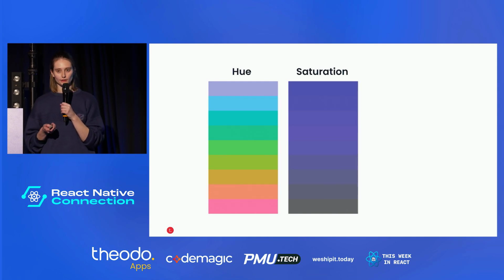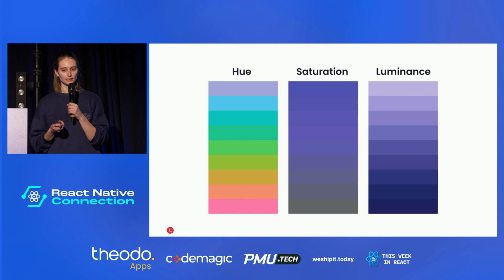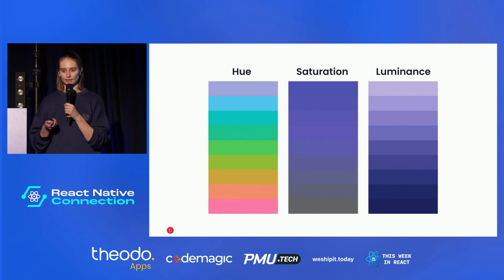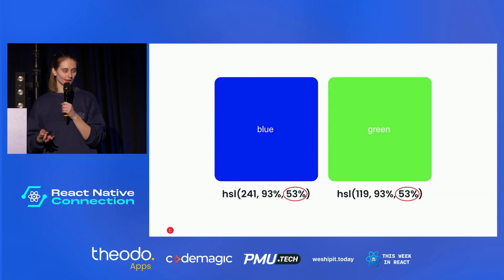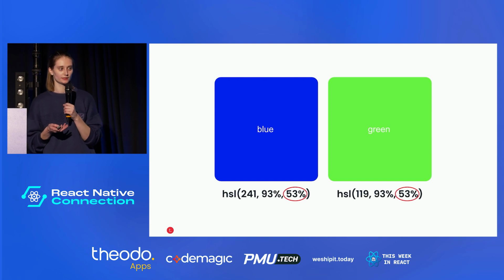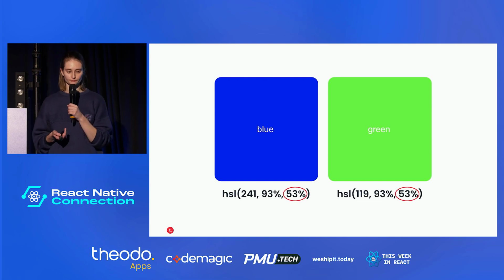And the final number is actually what interests us. It is the luminance, so the lightness of the color. Is it possible to know with HSL if our buttons are accessible or not? Not at all. As you can see, we have the exact same number for the lightness for both colors, even though we can see that the green button is lighter than the blue.